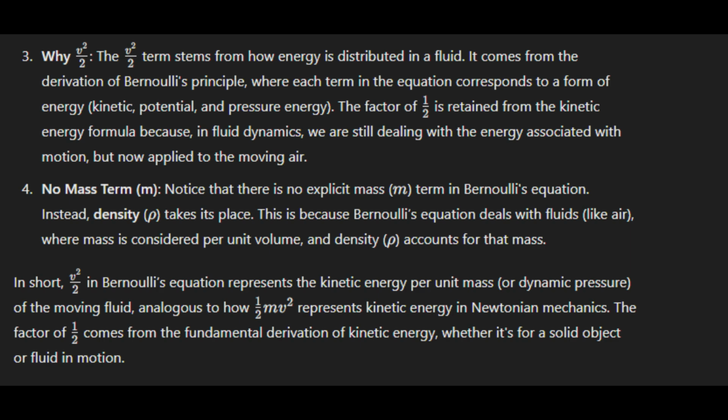4. No mass term, m. Notice that there is no explicit mass, m, term in Bernoulli's equation. Instead, density ρ takes its place. This is because Bernoulli's equation deals with fluids, like air, where mass is considered per unit volume, and density ρ accounts for that mass. In short, v squared over 2 in Bernoulli's equation represents the kinetic energy per unit mass, or dynamic pressure, of the moving fluid, analogous to how 1 over 2 times m times v squared represents kinetic energy in Newtonian mechanics. The factor of 1 over 2 comes from the fundamental derivation of kinetic energy, whether it's for a solid object or fluid in motion.